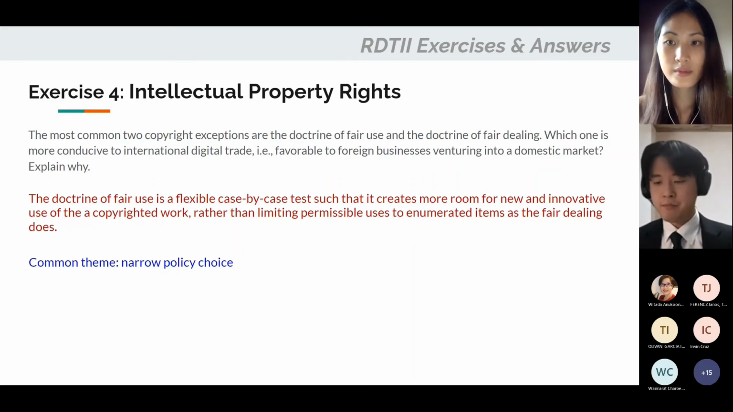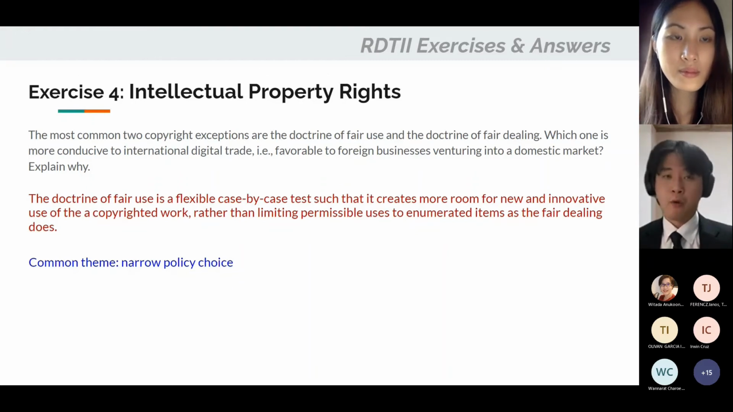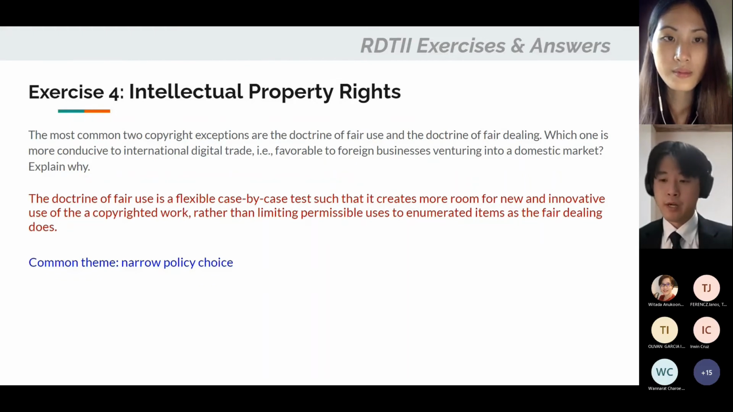Because it basically exists all the possible uses that can be obtained without the author's consent, it has a narrower scope of protection, whereas in the doctrine of fair use, although it is a little case by case, like a factual inquiry, it provides room for them to argue that my use is fair. So it has a broader scope of protection. So you can see that there is some narrow policy choice, and in this particular example, we went for the broader scope of protection in favor of foreign businesses.